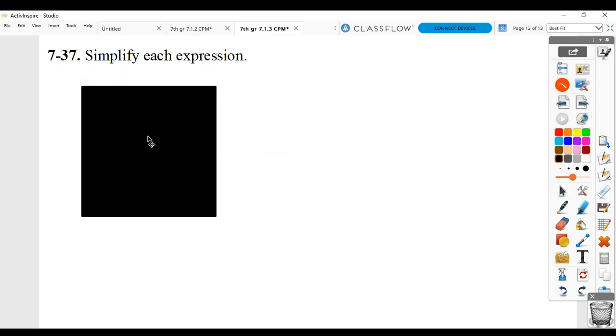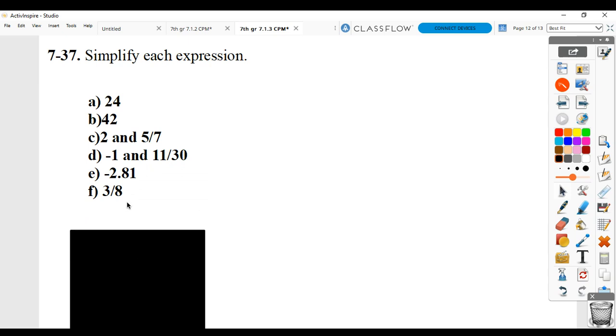And then you are asked to simplify these expressions. So for A, you end up getting 24. B is 42. C is 2 and 5/7. D, -1 and 11/30. E is -2 and 81/100. And F is 3/8. And make sure you have adequate work to justify those answers. Again, you may want to pause to check.